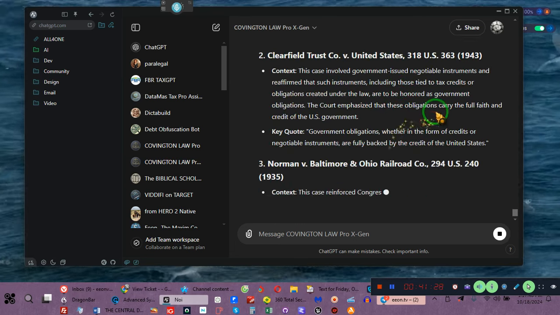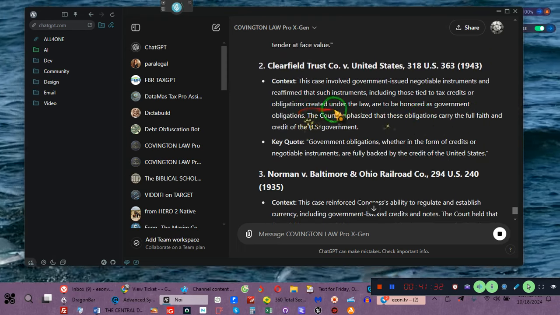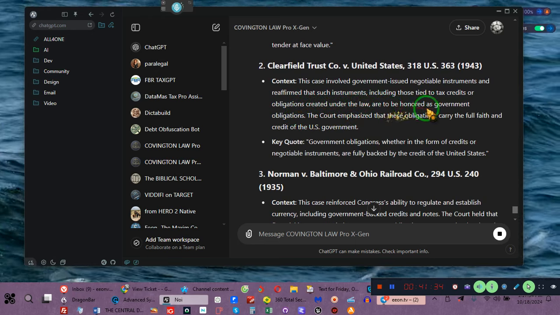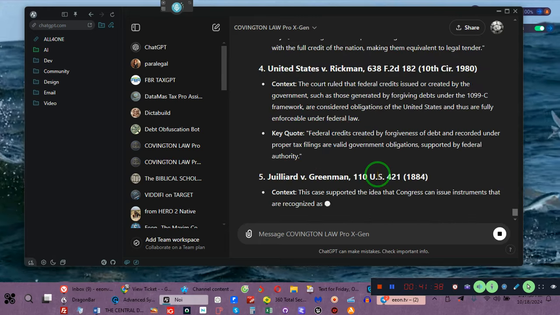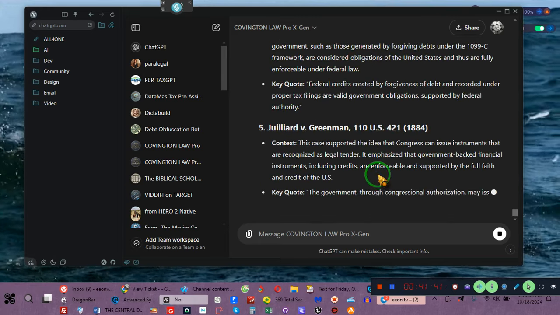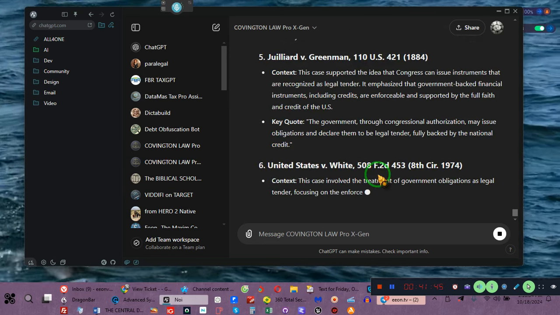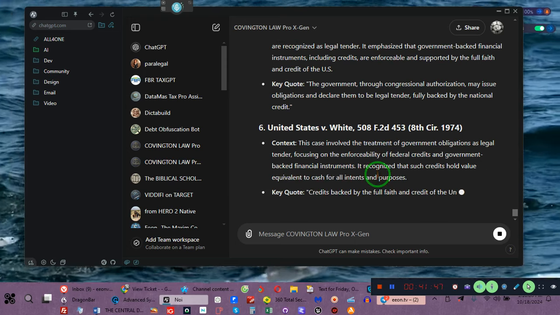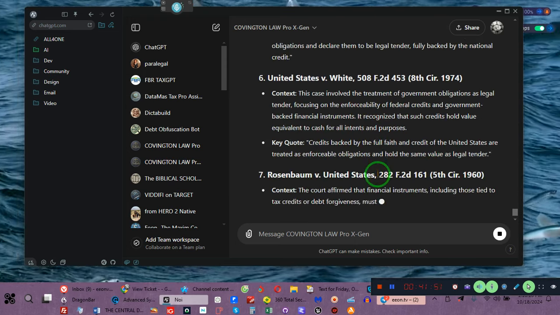Including those tied to tax credits, create under law, are to be honored as government obligations.